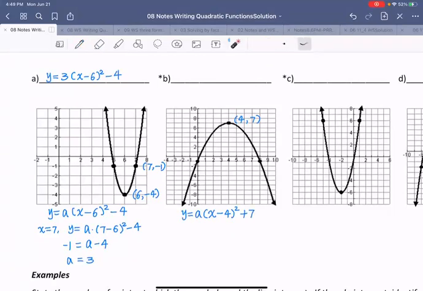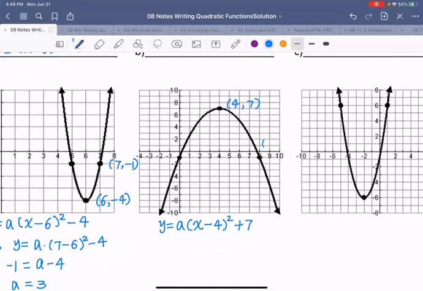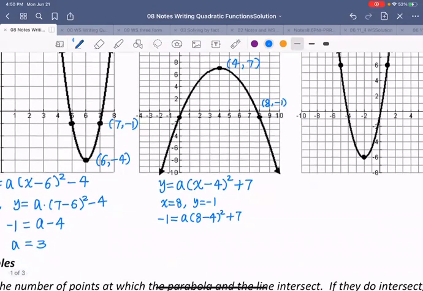Now you have a point here. What is this point? 8, -1. Yes, very good. x equals 8, y equals -1. So we can say -1 equals, go ahead, a parentheses 8 minus 4 squared plus 7. Okay, go ahead. Next.